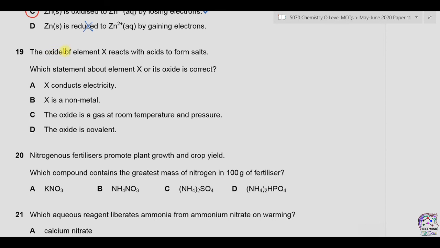Question 19. The oxide of element X reacts with acids to form salts. Which statement about element X or its oxide is correct? Now we have two types of oxides that can react with acids to form salt. First one is basic oxide and second one is amphoteric oxide. Now both basic oxide and amphoteric oxide are made up of metal oxides.